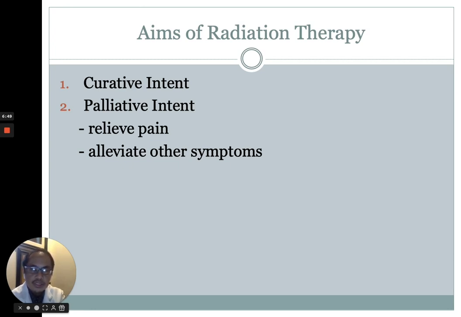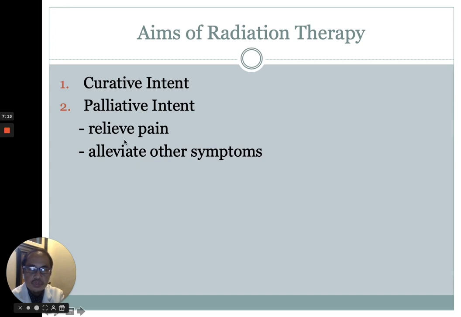But there are instances when the patient would come to us with already a stage 4 cancer, meaning it has already spread to other organs. We will have a very hard time trying to eradicate all of these cancers. And for these patients, radiation therapy is still done, but for a palliative intent. And what does that mean?